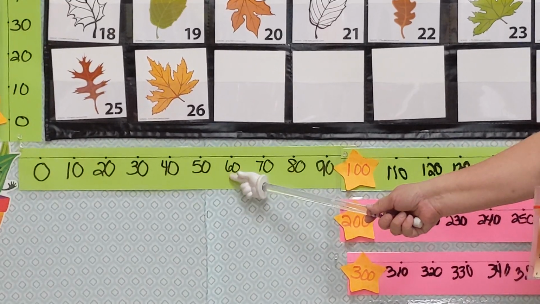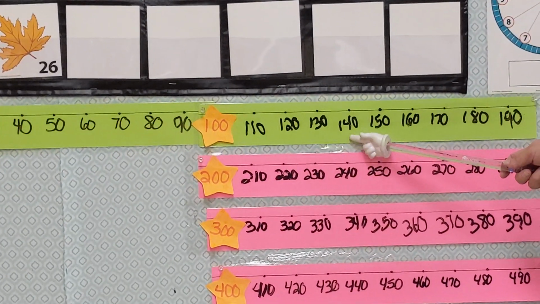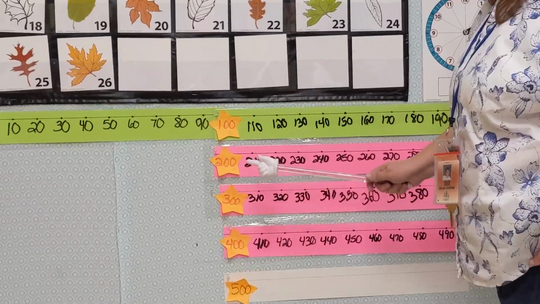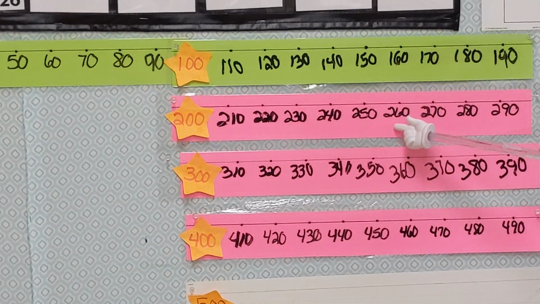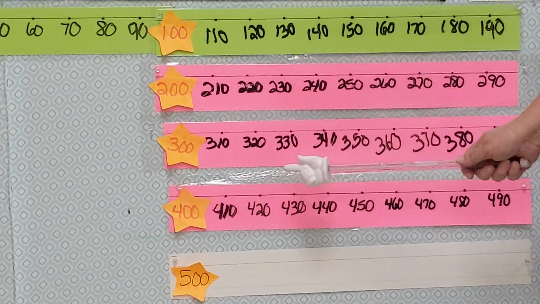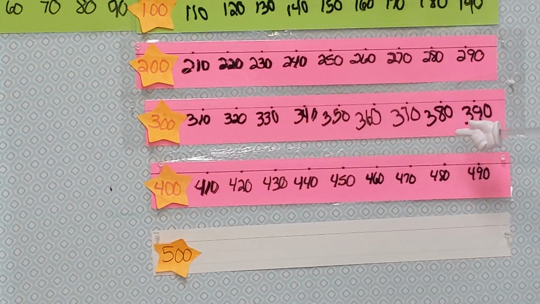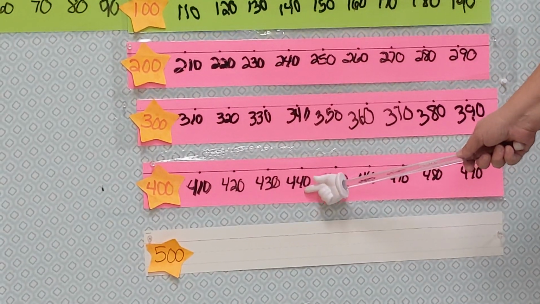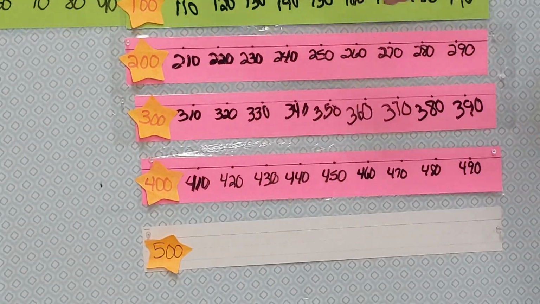30, 40, 50, 60, 70, 80, 90, 100, 110, 120, 130, 140, 150, 160, 170, 180, 190, 200, 210, 220, 230, 240, 250, 260, 270, 280, 290, 300, 310, 320, 330, 340, 350, 360, 370, 380, 390, 400, 410, 420, 430, 440, 450, 460, 470, 480, 490, 500.